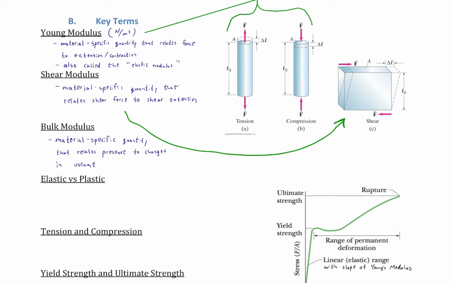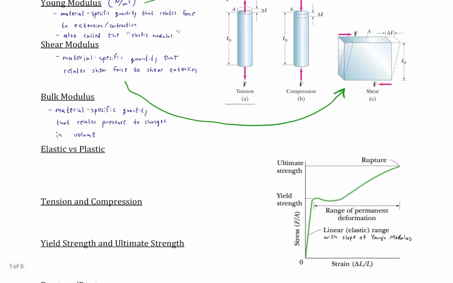The last one is the bulk modulus, another material-specific quantity that relates pressure to changes in volume. Okay? So in this case, we're actually concerned about the volume changing rather than just one dimension that's parallel to the direction of force and perpendicular to the cross-sectional area, or one direction that is parallel to the applied force and also parallel to the cross-sectional area. Okay, but in the case of the bulk modulus, the force is omnidirectional. Okay, so it is force coming from all directions. So there's not one axis to consider, unlike these two cases, but instead the whole object is getting compressed. Its volume is changing.